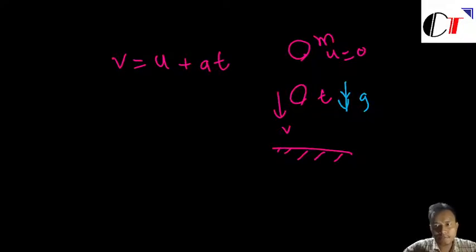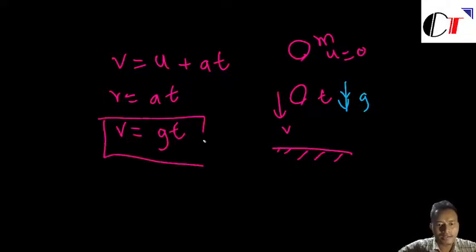And now if your initial velocity is 0, you have final velocity v and a t. And of course, acceleration is just equal to acceleration due to gravity. And now you can easily see the final velocity for the free falling object is just v equals gt if the initial velocity is 0.